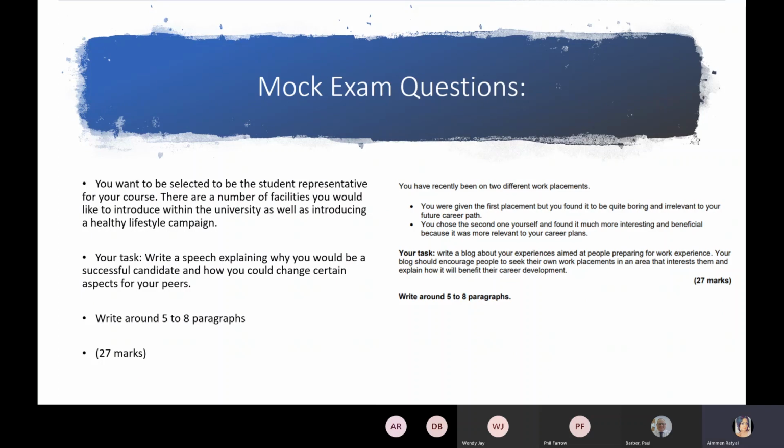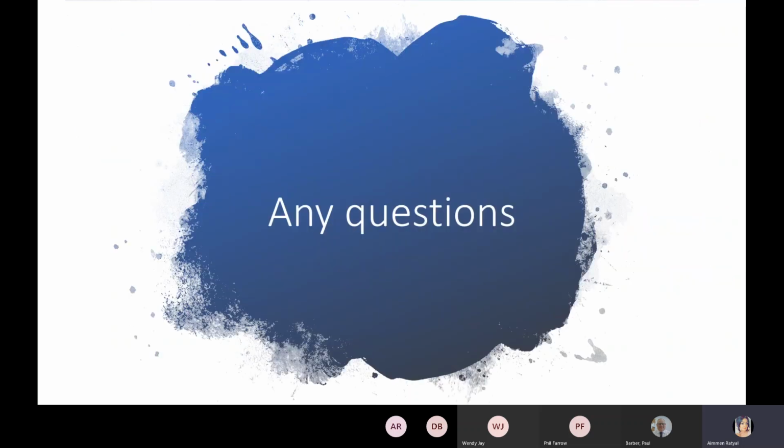So coming towards the end of it, these are 2 mock exams I've pulled together for you. The one on the left is the speech, and the one on the right is a blog. If you want to, write these when you've got time and send them back to your tutors. We can then mark them and send them back to you and let you know what you can add to them, or if they're brilliant and you don't need to add any more. So that's the end of the presentation. Any questions?